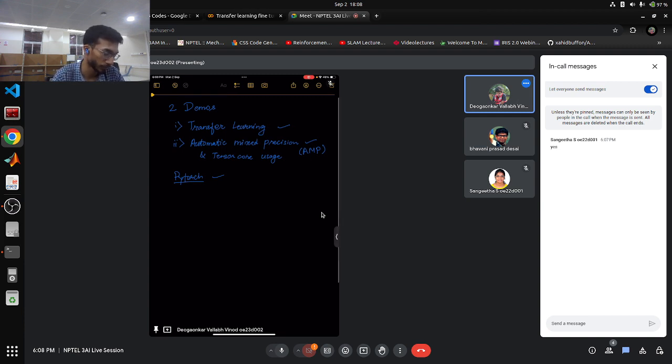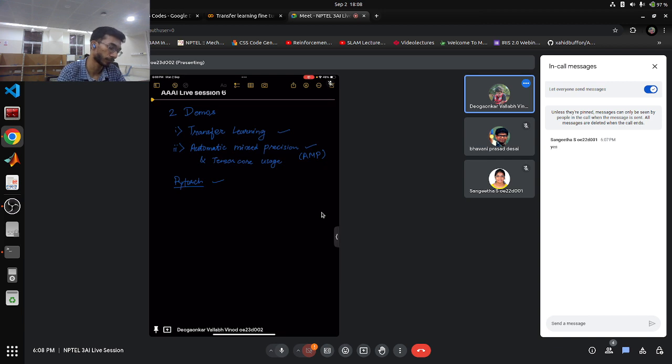So maybe I'll talk a little bit about the demos before jumping into the main idea. So the transfer learning demo. What we'll do here is, we'll take a model which is called the VGGNet or VGG16.